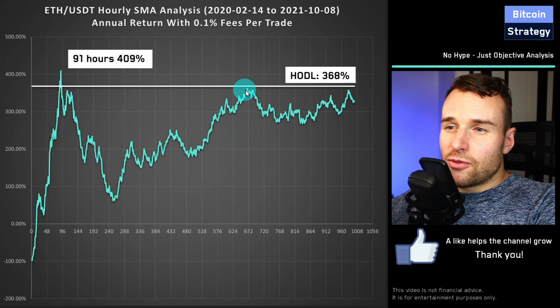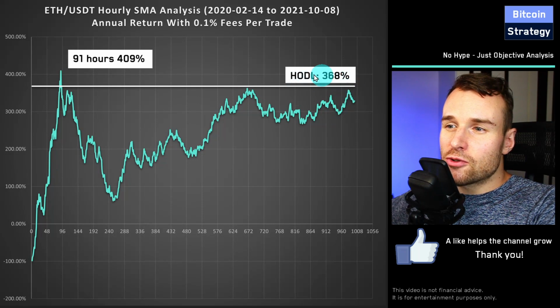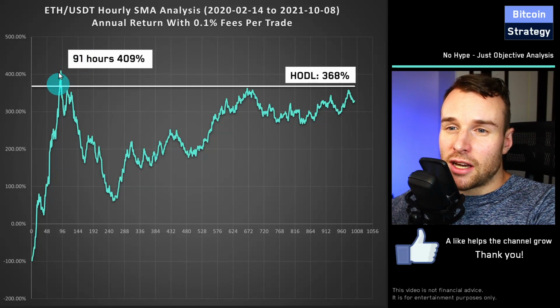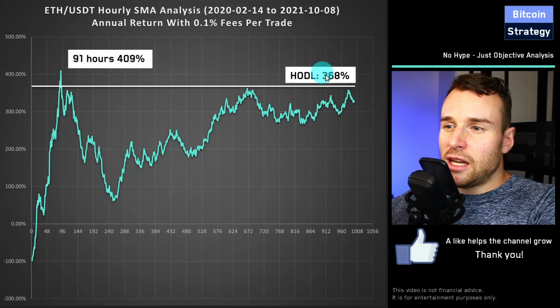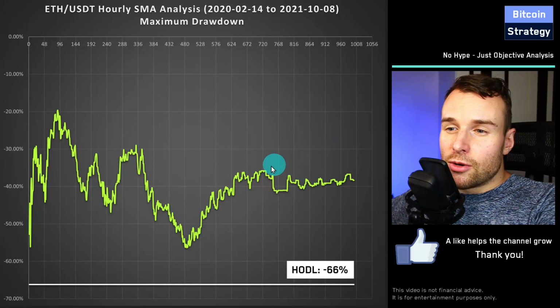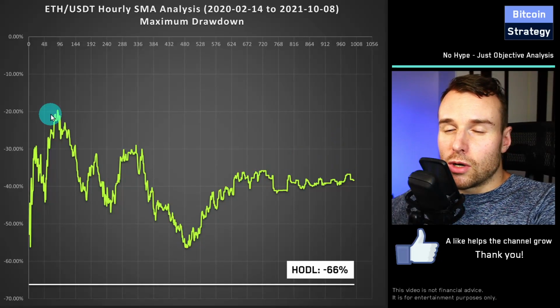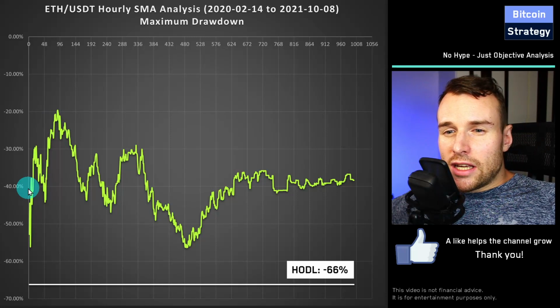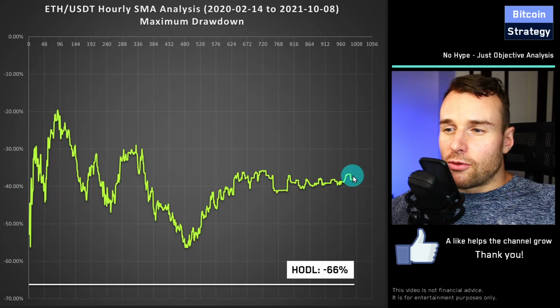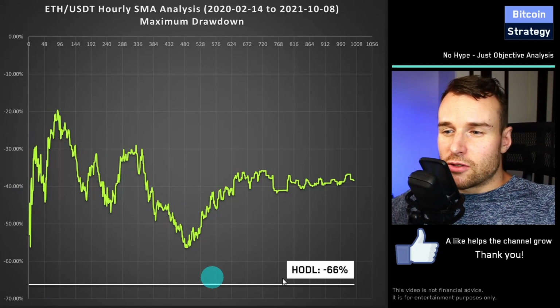Because let's not forget, the performances here, the after trading fee performances, are similar to buying and holding for these certain points. Here for the 91-hour moving average trading strategy, it's even a bit higher. So the performances can be similar. The risk, though, is consistently lower. Now, maybe one quick recap. Why is actually the risk lower for all of those trading strategies compared to buying and holding?